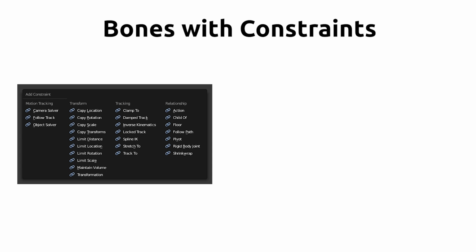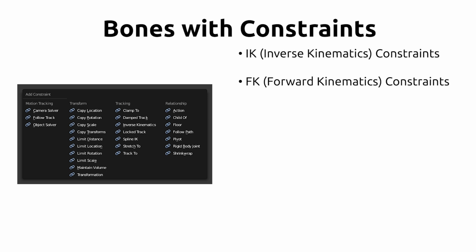Here are some types of bone constraints commonly used: IK, inverse kinematics constraints. These allow for natural movement of joints, especially in limbs, by setting end targets. For instance, moving a character's hand with an IK constraint automatically moves the elbow and shoulder, maintaining a natural bending motion.